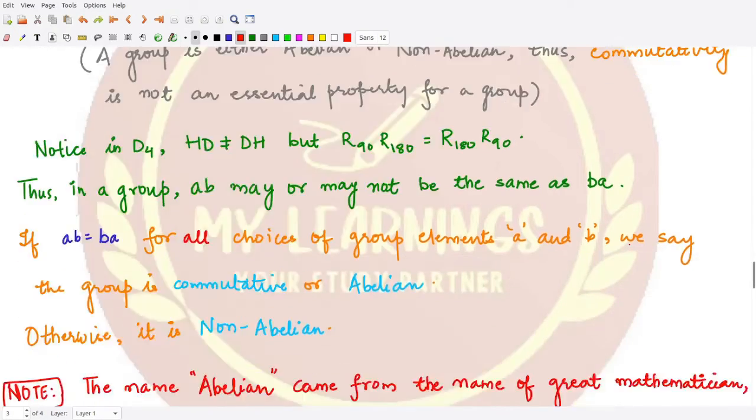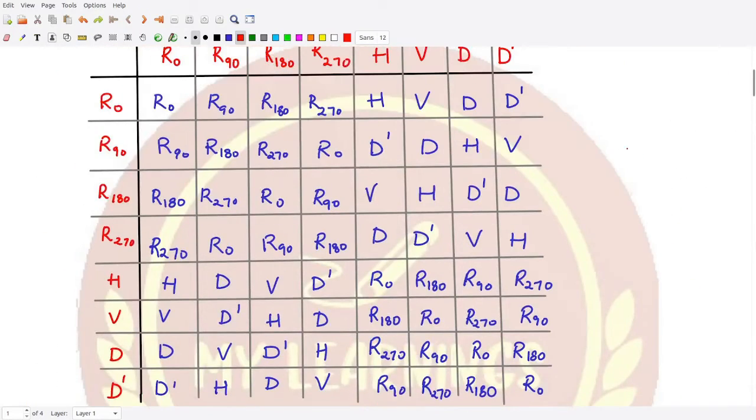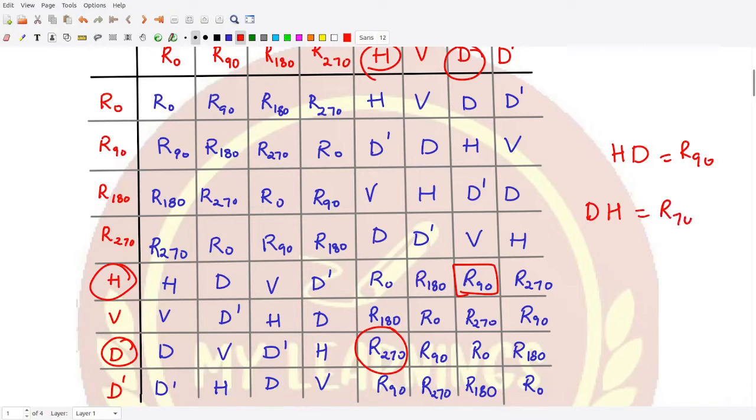Let me tell you exactly by taking the example of D4. In D4 you see, what is H composed with D? So here you have H, right? Here you have D. So their resultant is R90. And what is D composed with H? So you have D here and you have H here, right? Their answer is this one. It is R270. So you see this R90 and R270, they are not equal to each other. So therefore HD is not equal to DH, right?